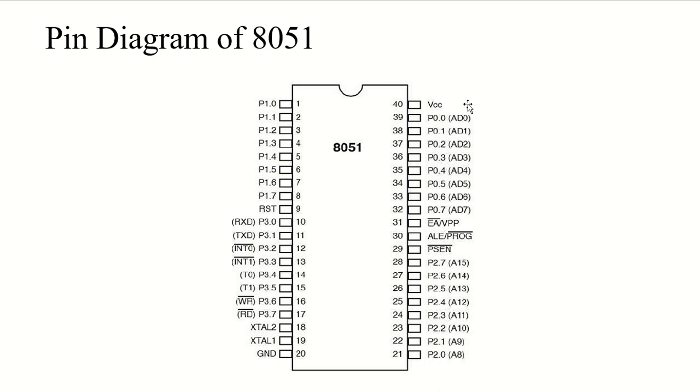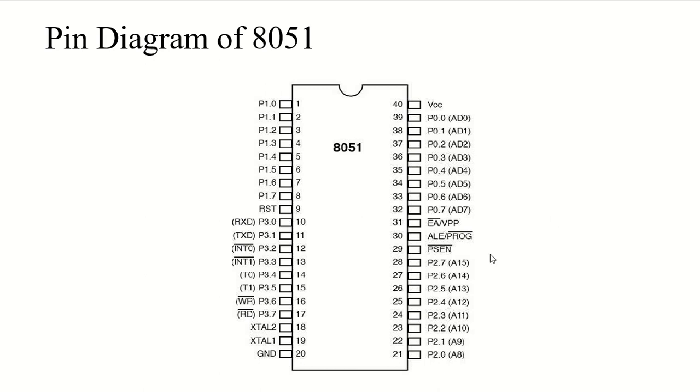Then we have pin 21 to 28, 6th category. Pin 29, 7th category. 30, 8th category, and 31, 9th category. And then 32 to 39. So total 10 categories you can calculate, if you count.